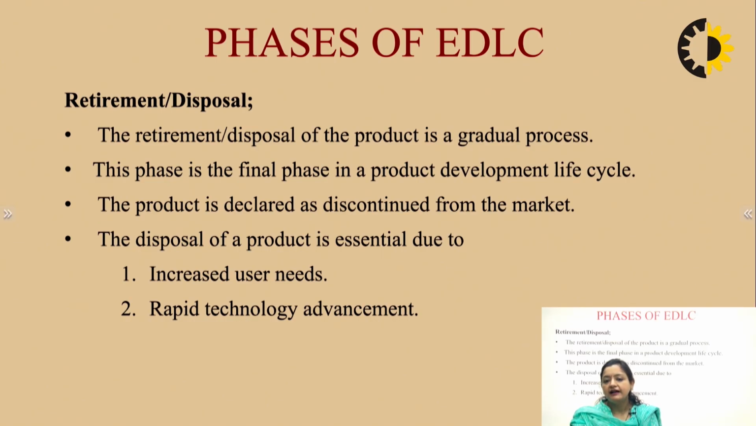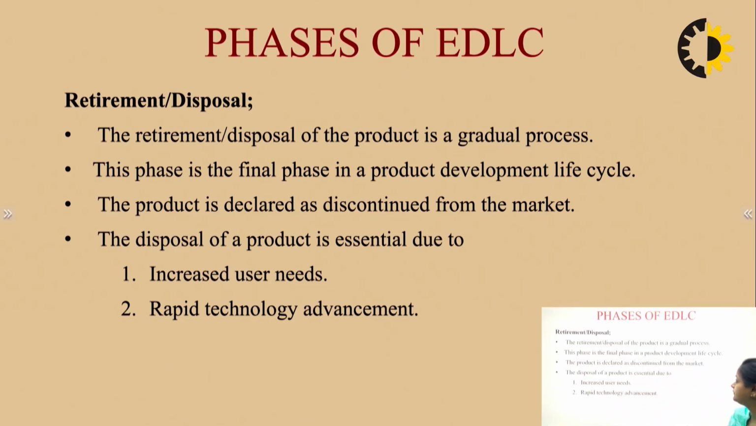So this is a step which we call retirement or disposal of the product from the market. When will this happen? When it is replaced by some better, advanced version of that product. Okay, when it is no longer used by the customer. So the retirement or disposal of the product is a gradual process. It does not come very fast. It comes very slowly, very gradually in the life cycle of an embedded product.